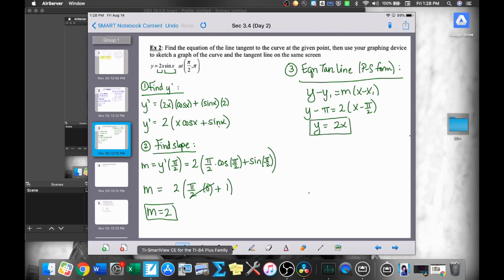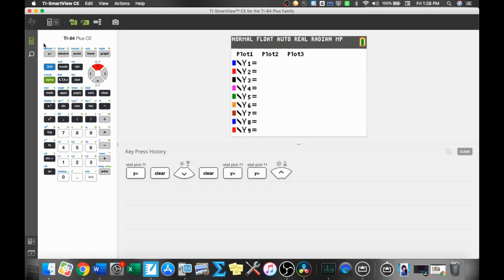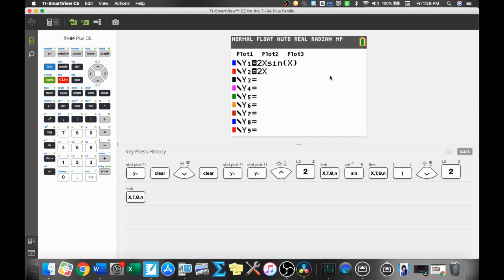Now I'm going to grab my graphing calculator and I'm going to graph both my function and my tangent line on the same screen. Okay, I'm in my y equals and I have cleared out what was there, so I'm ready to type in my two functions. My first function is 2x sine x. Close that parenthesis there, and then the second function is just 2x, my tangent line equation. One thing I want to point out, we are graphing trig, so we want to make sure that our calculator is in radian mode. If you're in degree mode, you need to change to radian mode.